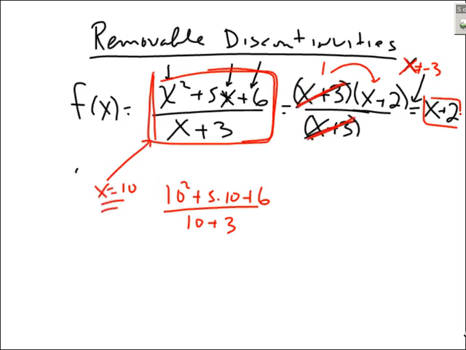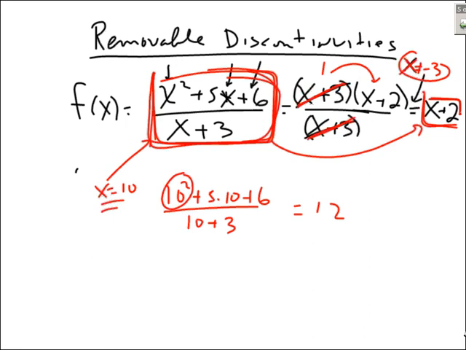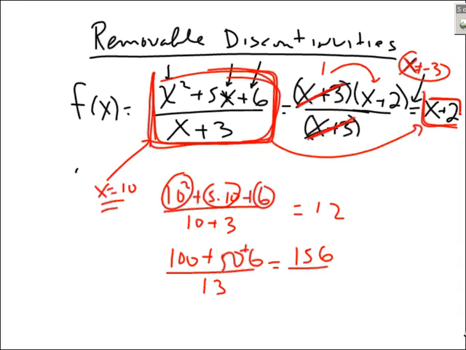I know that as long as x is not negative 3, this equals x plus 2. 10 plus 2 is 12. Okay? This and this are equal. They're the same, except when x is negative 3. And to convince you, this is 100, this is 50, that's 6, plus 6 over 13. Well, 100 plus 50 is 150 divided by 13. Well, I claim that's 12.